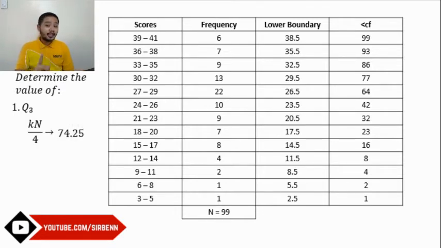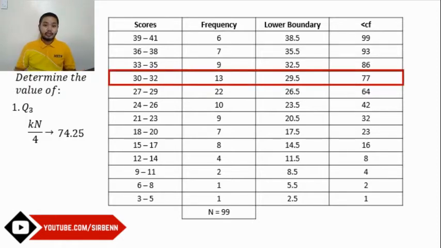So ganito natin ngayon ilolocate yung class ng third quartile. Looking at our cumulative frequency less than 74.25, alin dyan yung unang-unang number na mas mataas sa 74.25? Tama ka, 77. Yun yung unang-unang number na mas mataas sa 74.25. Ibig sabihin ngayon, yung class ng third quartile ay nasa interval ng 30 to 32.